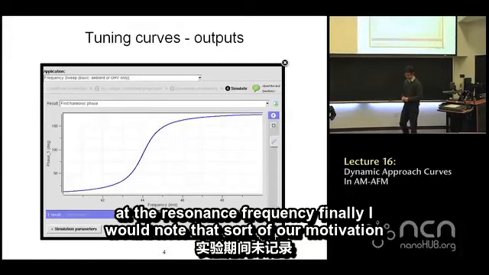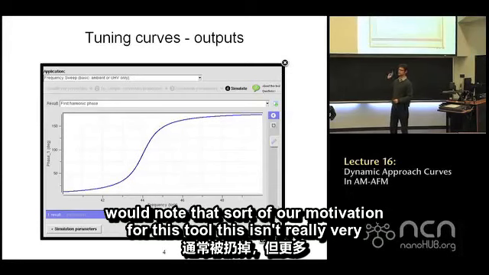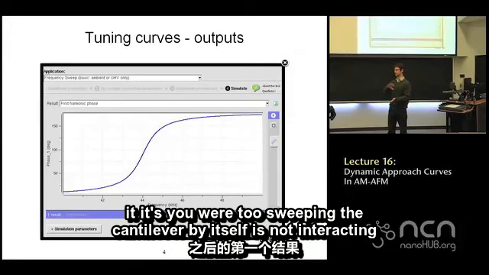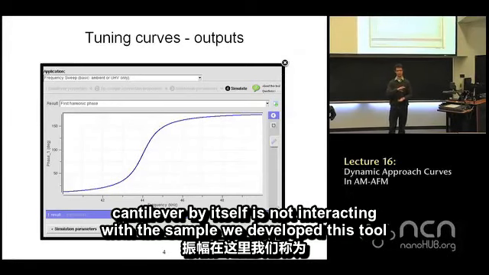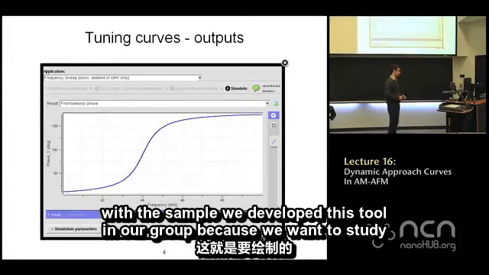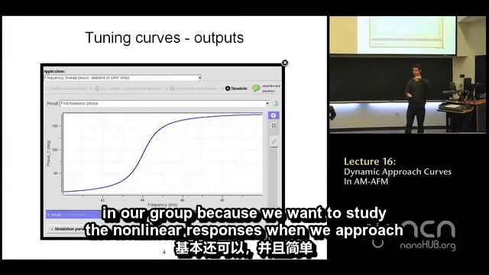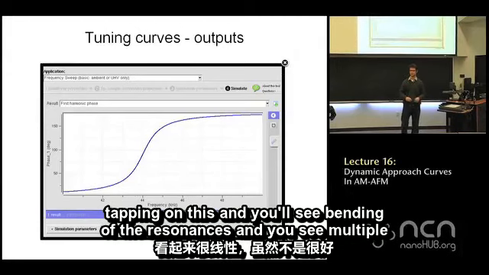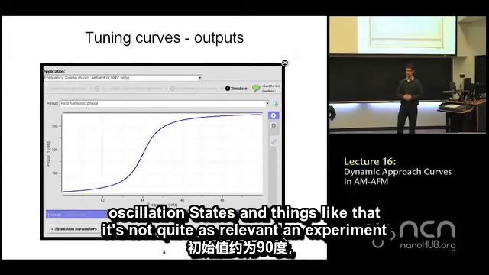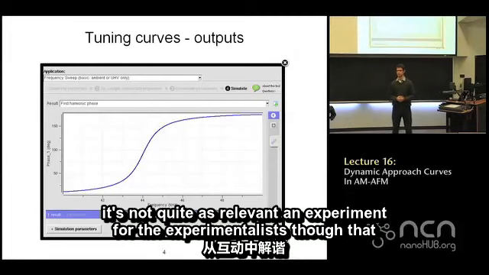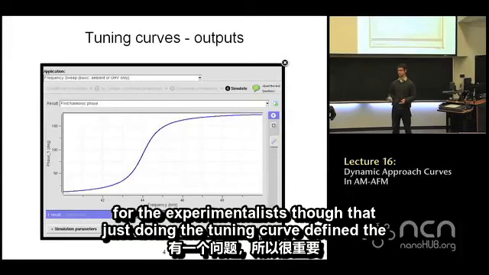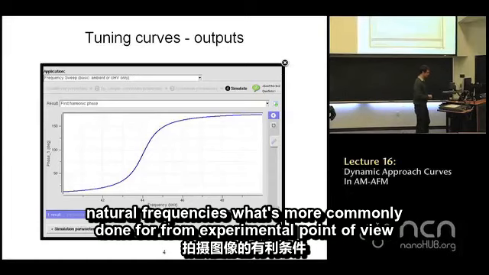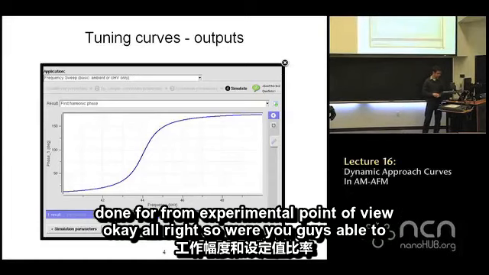Finally, I would note our motivation for this tool. This isn't really a very exciting simulation if you think about it. You're just sweeping the cantilever by itself. It's not interacting with the sample. We developed this tool in our group because we want to study the nonlinear responses when we approach the sample closer and we're actually tapping on it, and you'll see bending of the resonances and multiple oscillation states and things like that. It's not quite as relevant an experiment for the experimentalists, though. Just doing the tuning curve to find the natural frequency is what's more commonly done from an experimental point of view. Okay?